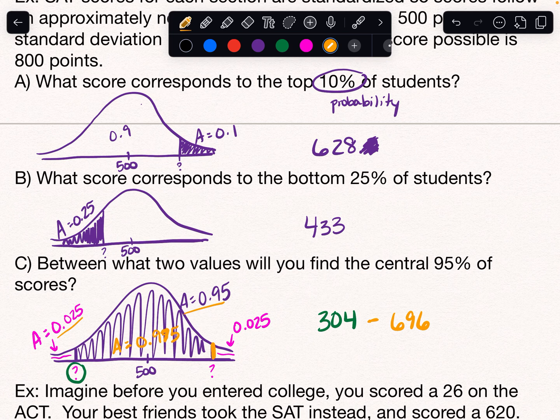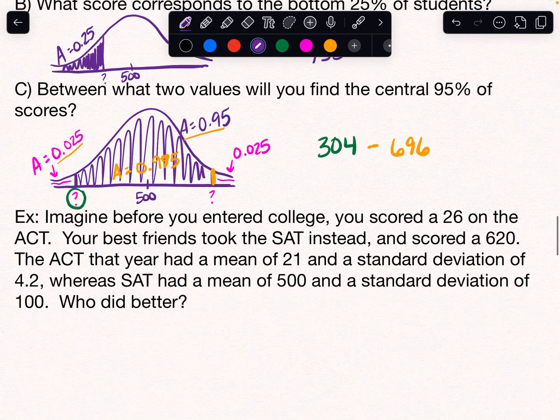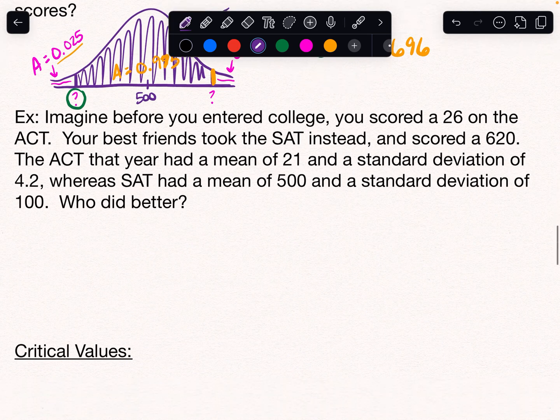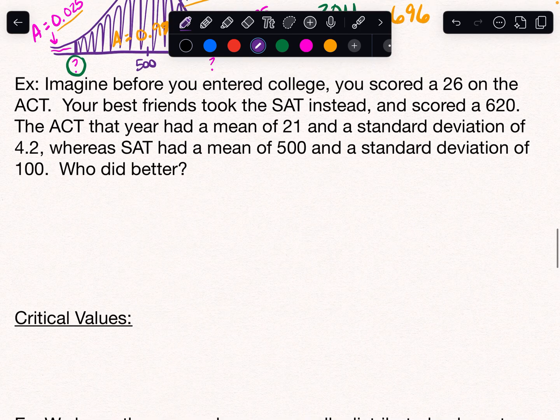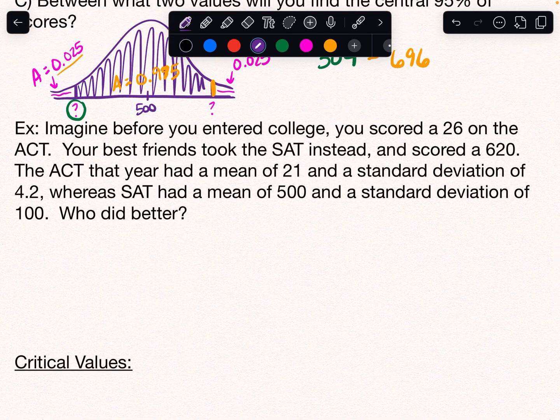Okay, moving on. So our last example, oh, just kidding. We have 2 more. Oh, bummer. Okay, imagine before you entered college, you scored a 26 on the ACT. Your best friend took the SAT instead and scored a 620. ACT that year had a mean of 21 and a standard deviation of 4.2, whereas SAT had a mean of 500 and a standard deviation of 100.